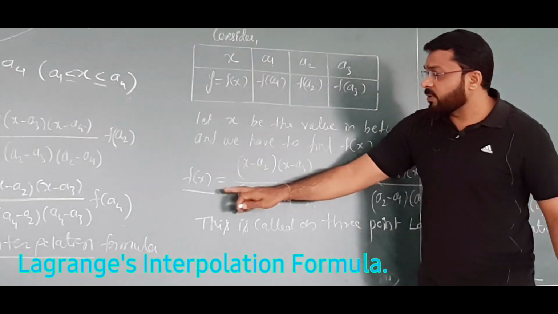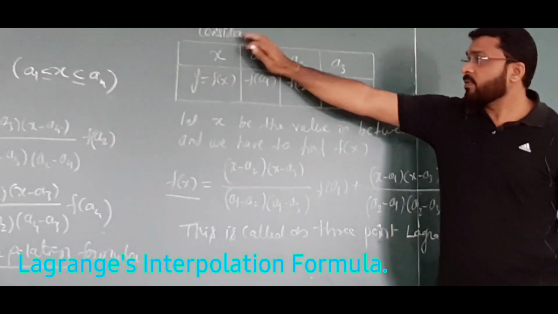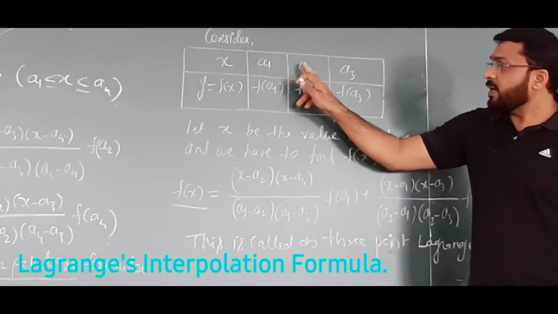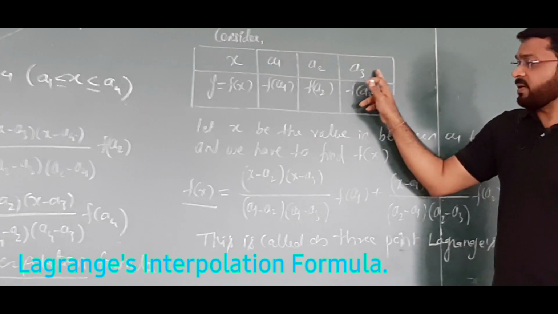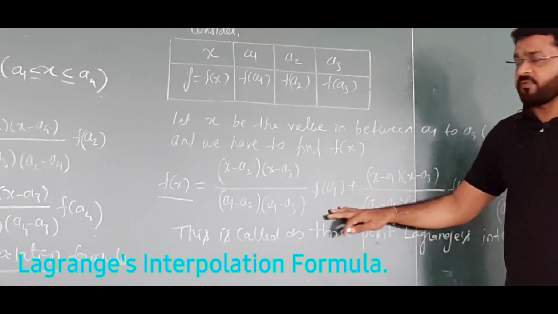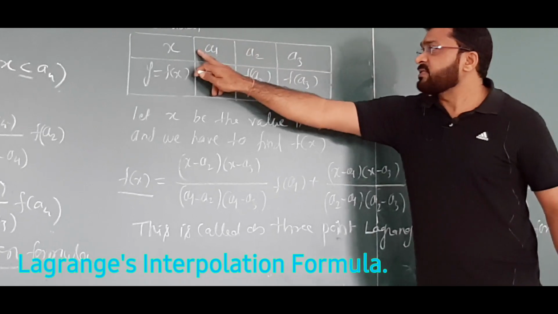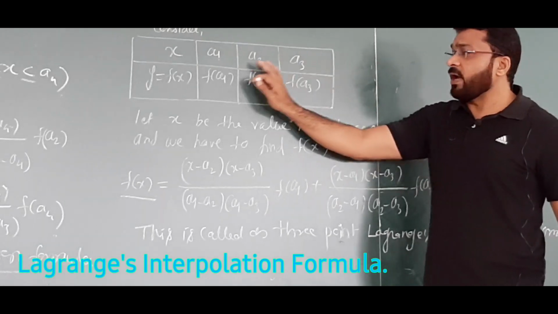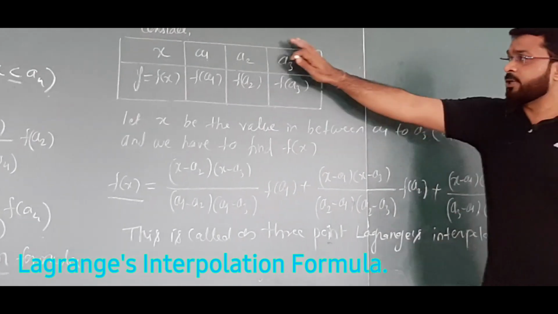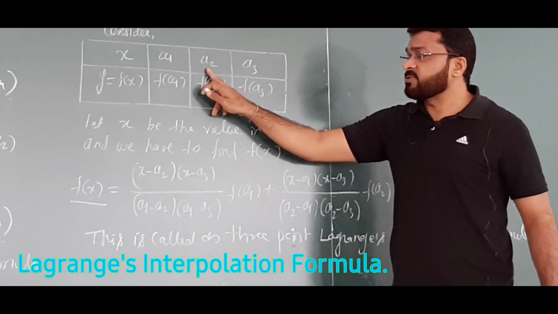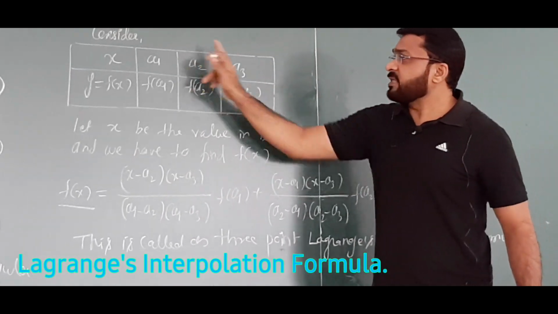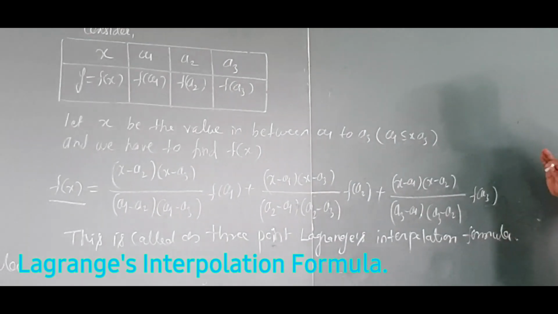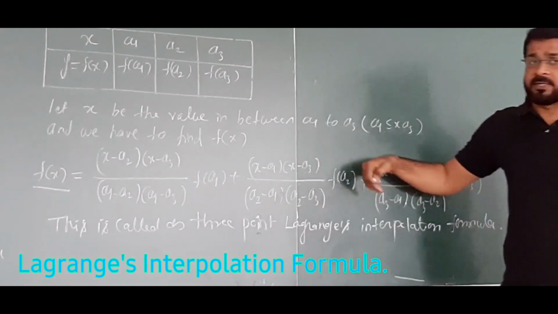Now we write down the formula. Dropping a1: x minus a2, x minus a3 over a1 minus a2, a1 minus a3, multiplied by f of a1. Drop a2: x minus a1, x minus a3 over a2 minus a1, a2 minus a3, into f of a2. Drop a3: x minus a1, x minus a2 over a3 minus a1, a3 minus a2, into f of a3. So this is the third term we have written. This is the 3-point Lagrange's interpolation formula.